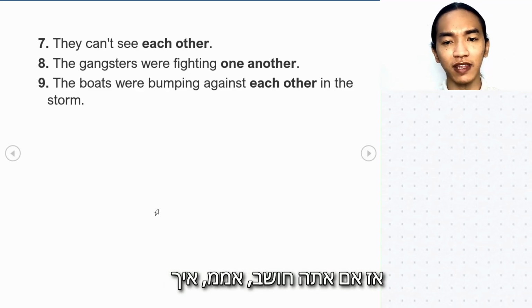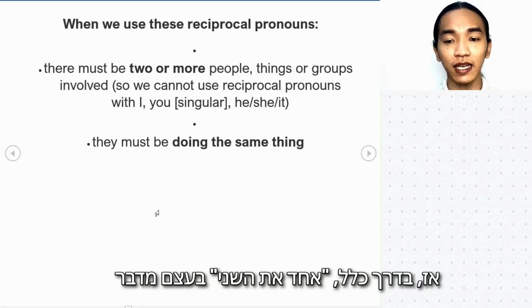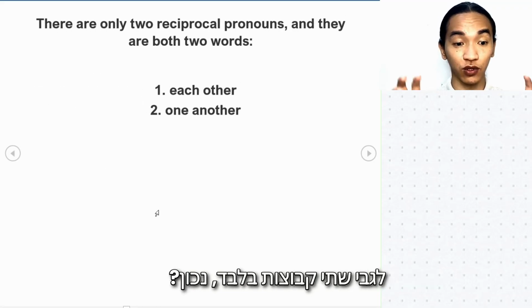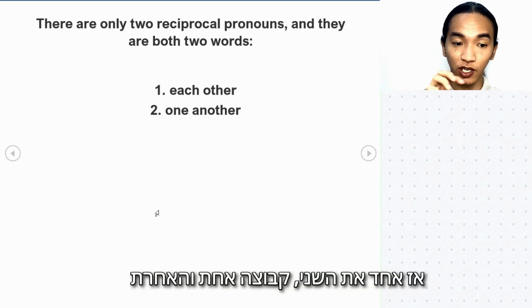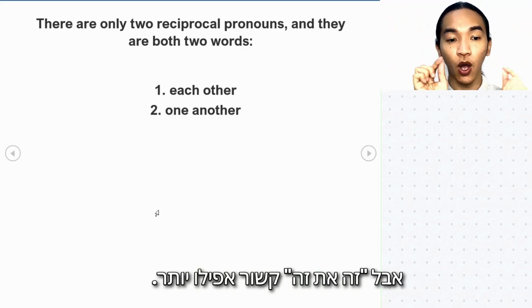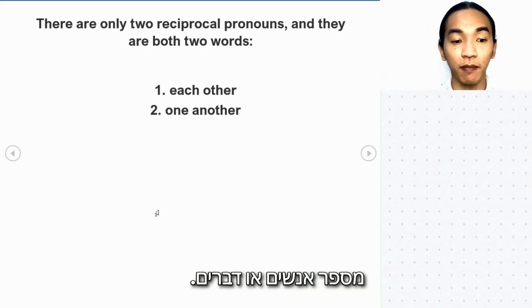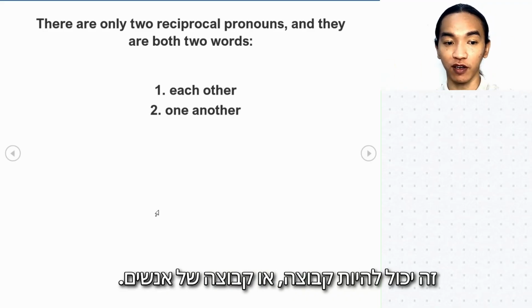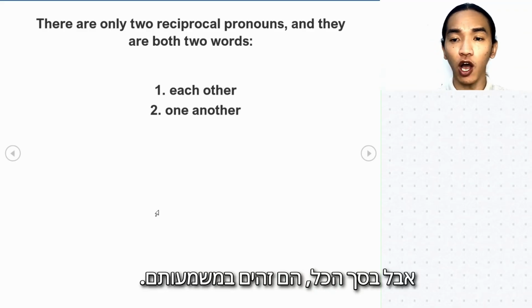Okay. So if you think, how do we distinguish the differences of the two? So normally, each other actually talks about two groups only, right? So normally it's two groups. So each other, one group and the other, one person and the other person. Okay. But one another pertains to even more, okay, number of people or things. That's why it's one another. It could be a team, okay, or a group of people. They're blaming one another. All right, but all in all, they are just the same in meaning.